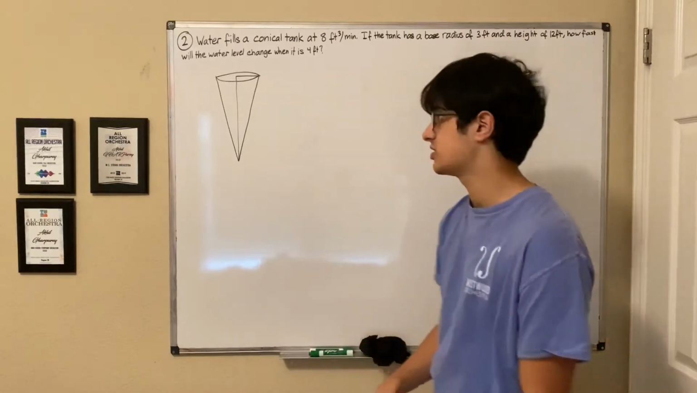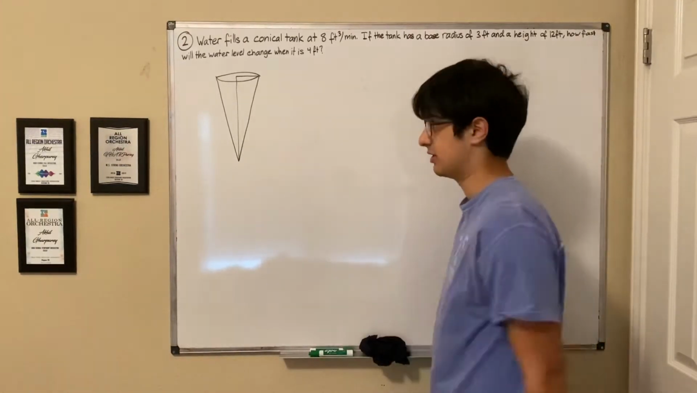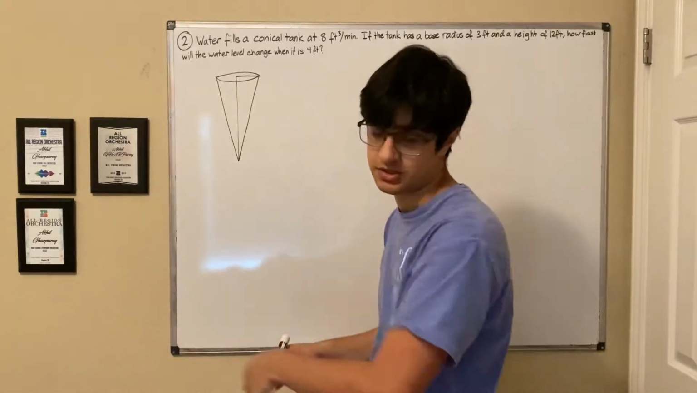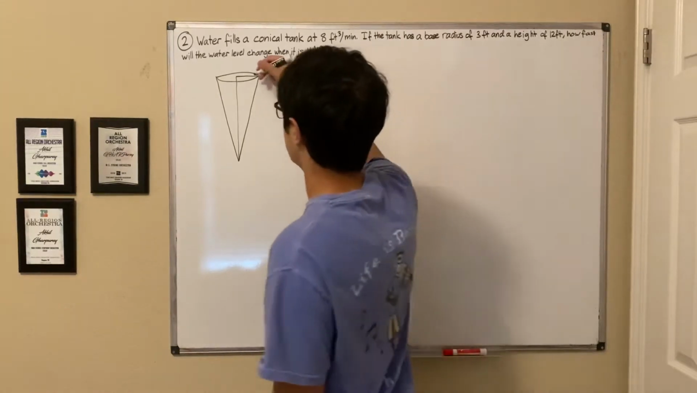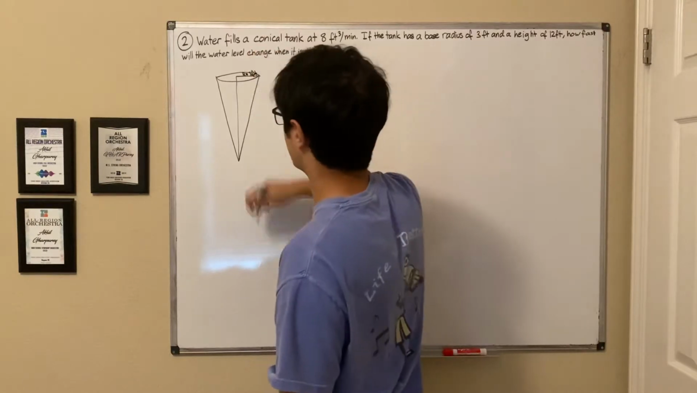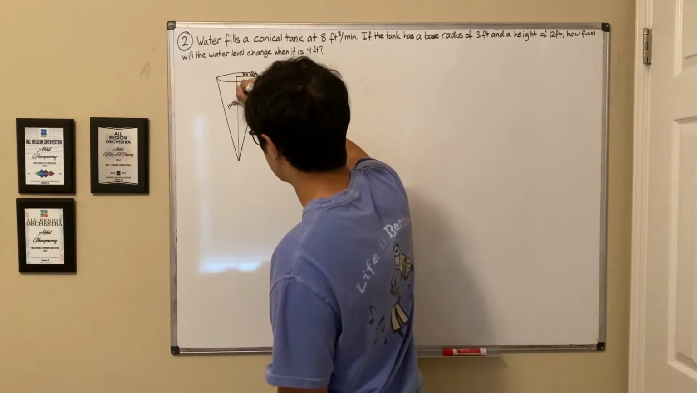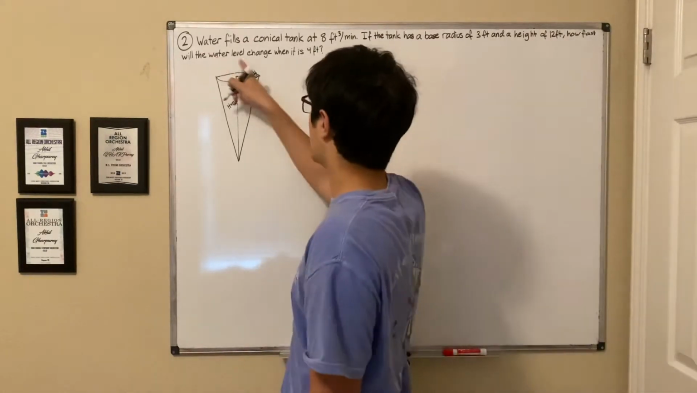So, let's go ahead and translate this problem. And to translate this problem, we're going to be using a diagram here. So I went ahead and drew out what a conical tank looks like. Obviously, it's not to scale, but it will do the trick for now. So we know it has a base radius, which we're going to indicate with capital R, of 3 feet. We know it has a height, which I'm going to indicate with capital H, of 12 feet. And we also know that the water level is 4 feet.